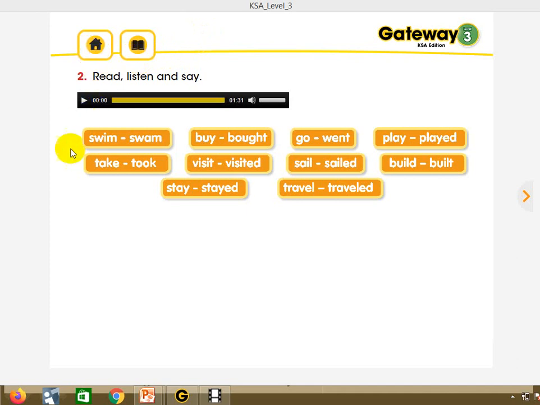Go to your book, page 90, exercise 2. Read, listen, and say. This is present. This is past. We have two kinds of verbs: regular verbs and irregular verbs. Regular verbs: stay, stayed; sail, sailed; travel, traveled; play, played. That I can add ed to. And the second kind is irregular verbs: swim, swam; buy, bought; go, went; build, built; and take, took. Listen.